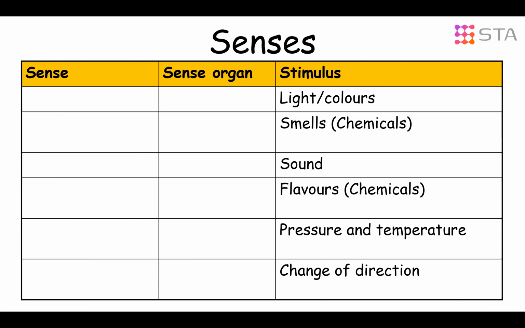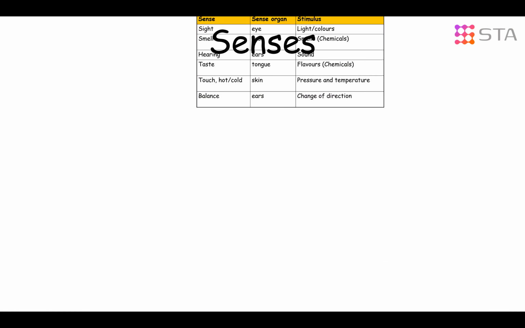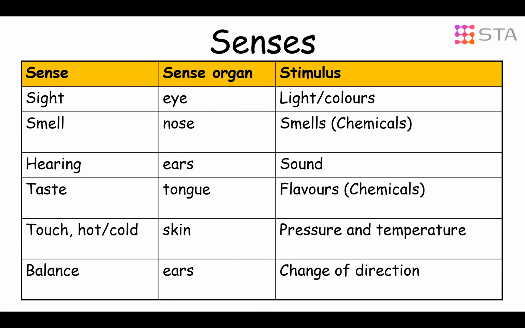Okay, going through the answers, and here we are. So, for light and colors, working backwards, the sense organ is the eye, and the sense is called sight or seeing, or vision, even. For smells, the sense organ is the nose, and the sense is called your sense of smell. You may have also heard of the word olfactory, but you don't need to know that.